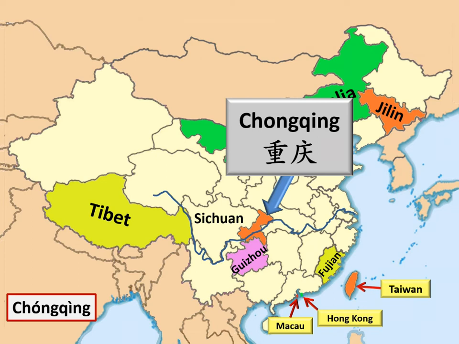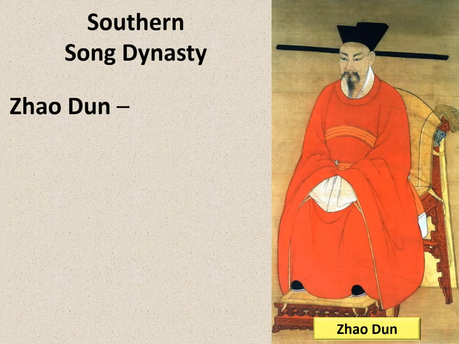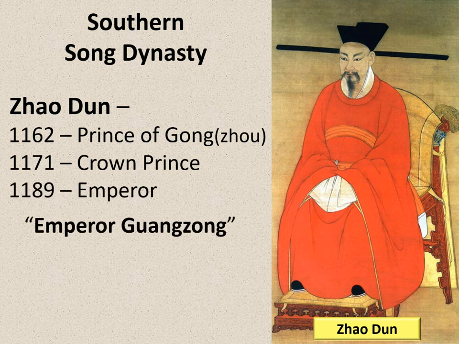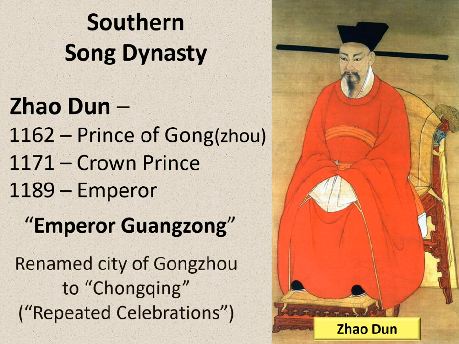The name of the city dates back to Zhao Dun, who lived in the 12th century. When his father became the second emperor of the Southern Song Dynasty in 1162, Zhao Dun was named Prince of Gong. In 1171, he became Crown Prince of the Empire. And then in 1189, he became emperor, adopting the throne name 光宗. To celebrate this string of honors, he named this city 重庆, which means repeated celebrations.